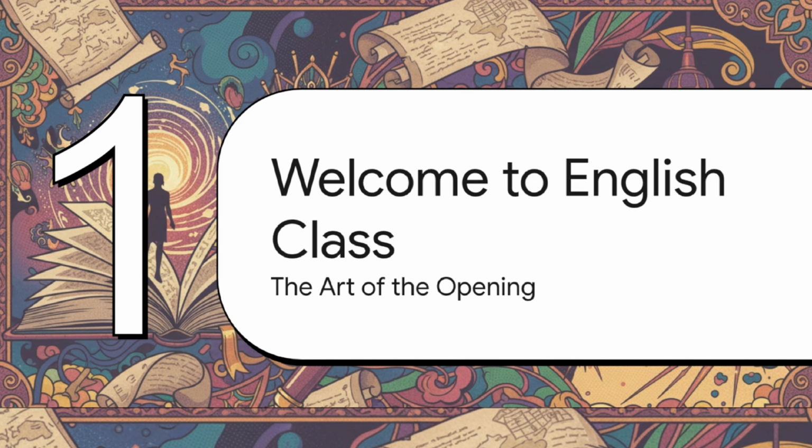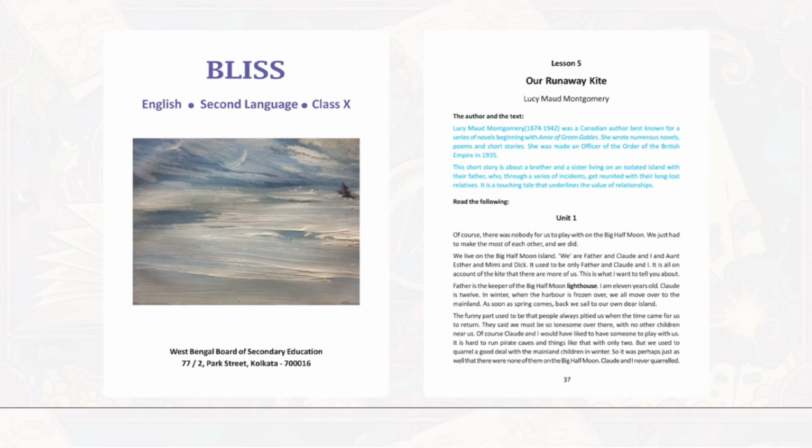Today, we're going to take a really close look at the first few lines of a classic short story to figure out exactly how a writer pulls that off. And our text for today's lesson comes straight from the Class X English textbook, Bliss. We're jumping into Lesson 5. Now, on the surface, this story seems pretty simple. But trust me, hidden in these opening lines are some of the biggest secrets to what makes writing truly great.